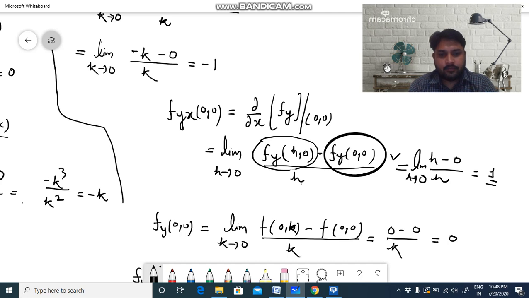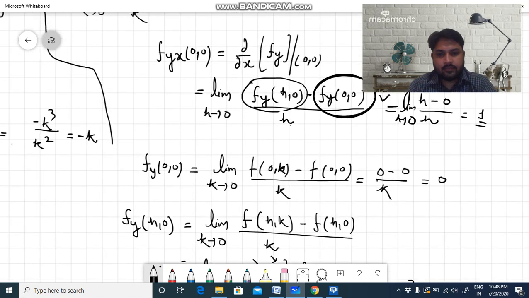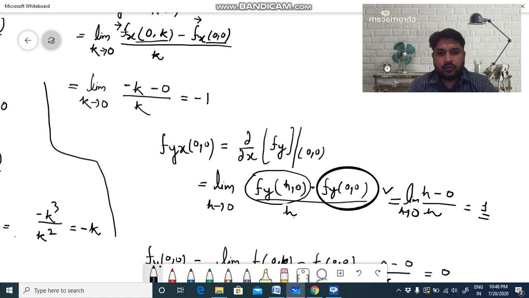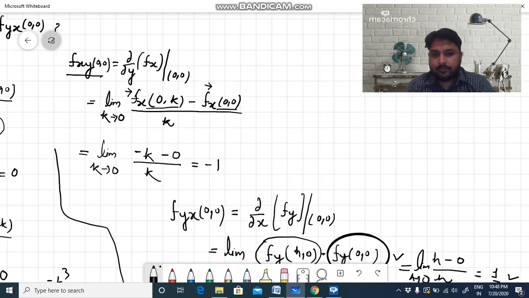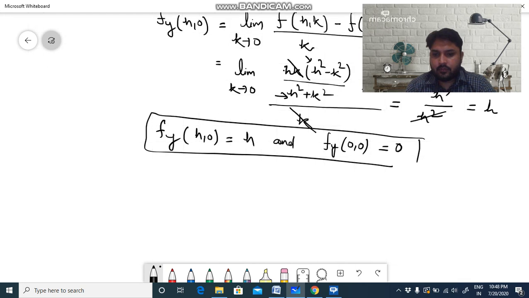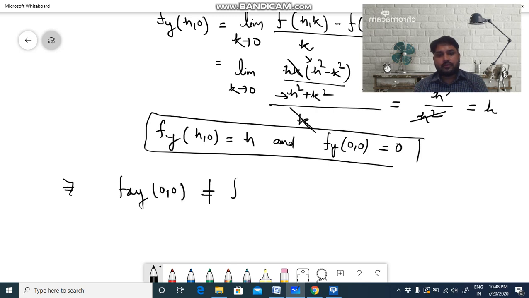So here we can see that the partial derivative of f with respect to y and x at point (0, 0) is 1, but the partial derivative of f at point (0, 0) with respect to x and y is minus 1. So from here we conclude that fxy at point (0, 0) is not equal to fyx. That means the mixed kind partial derivatives of a function of two variables at the given point may not be equal. So we need an additional condition on the mapping f, and this additional condition is obtained by the Euler theorem.